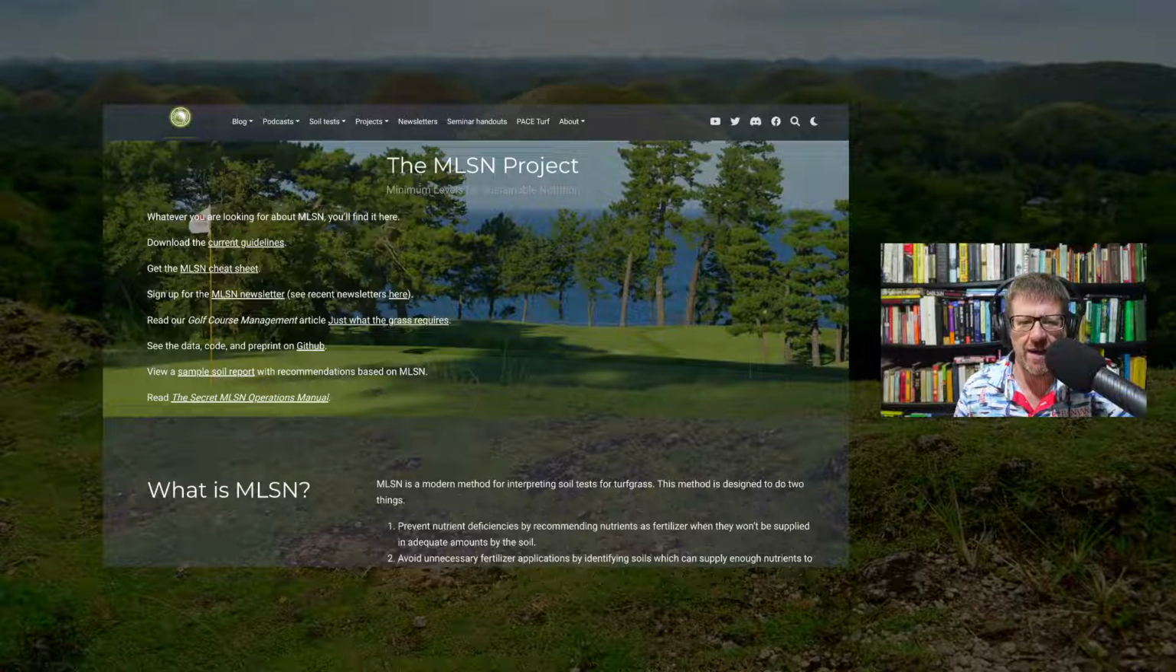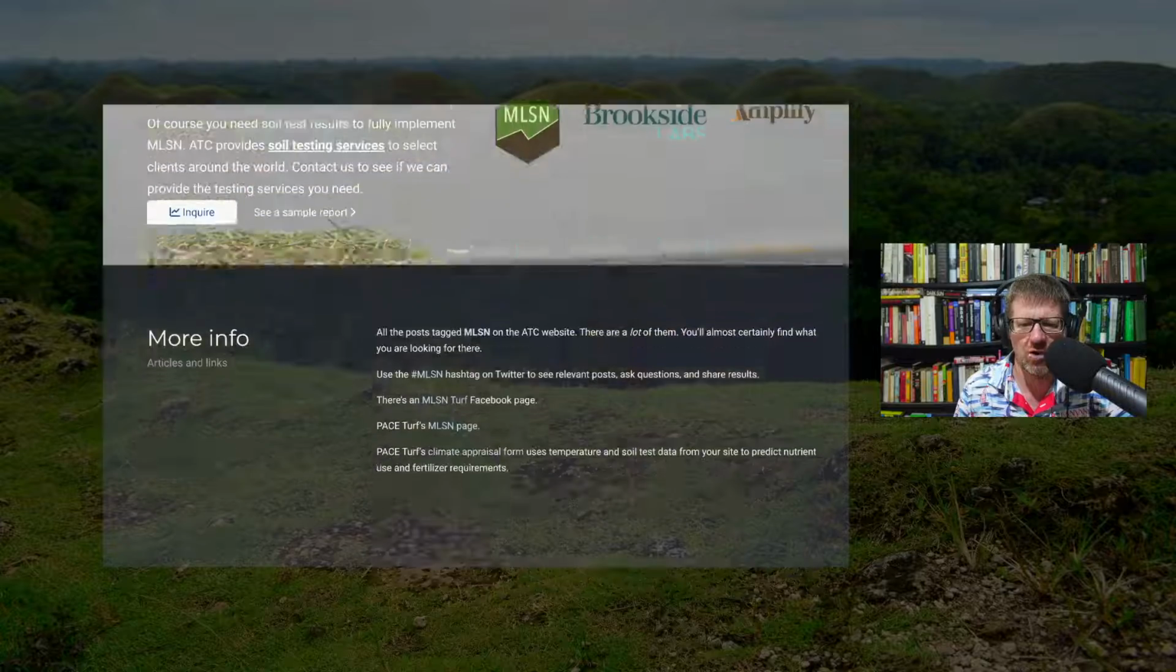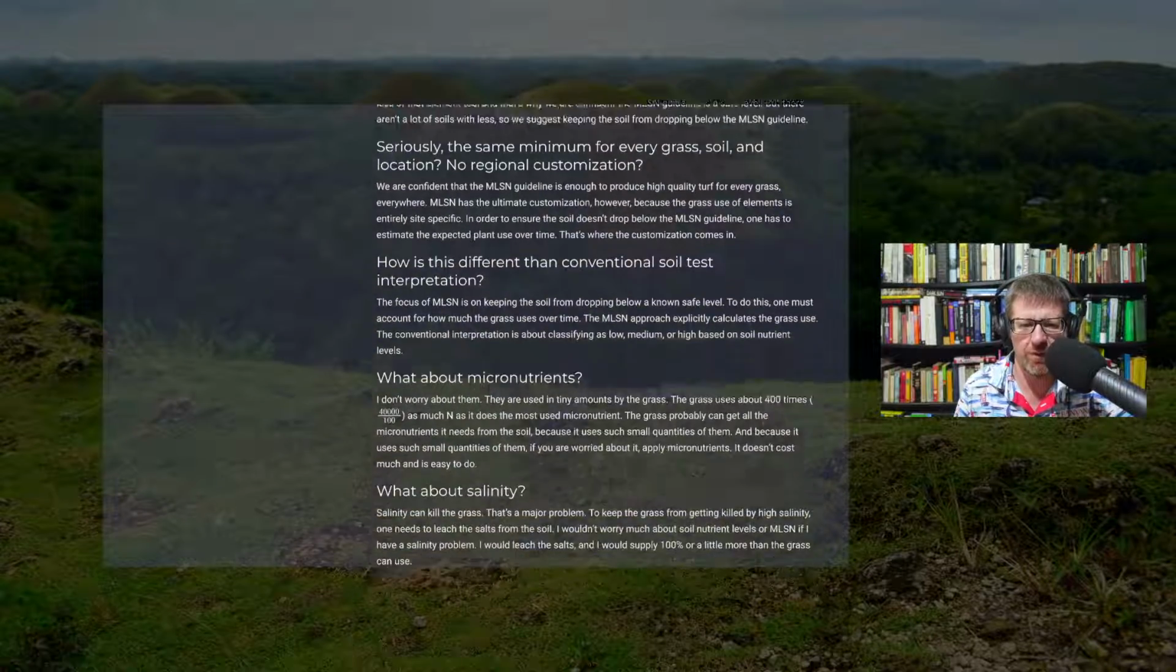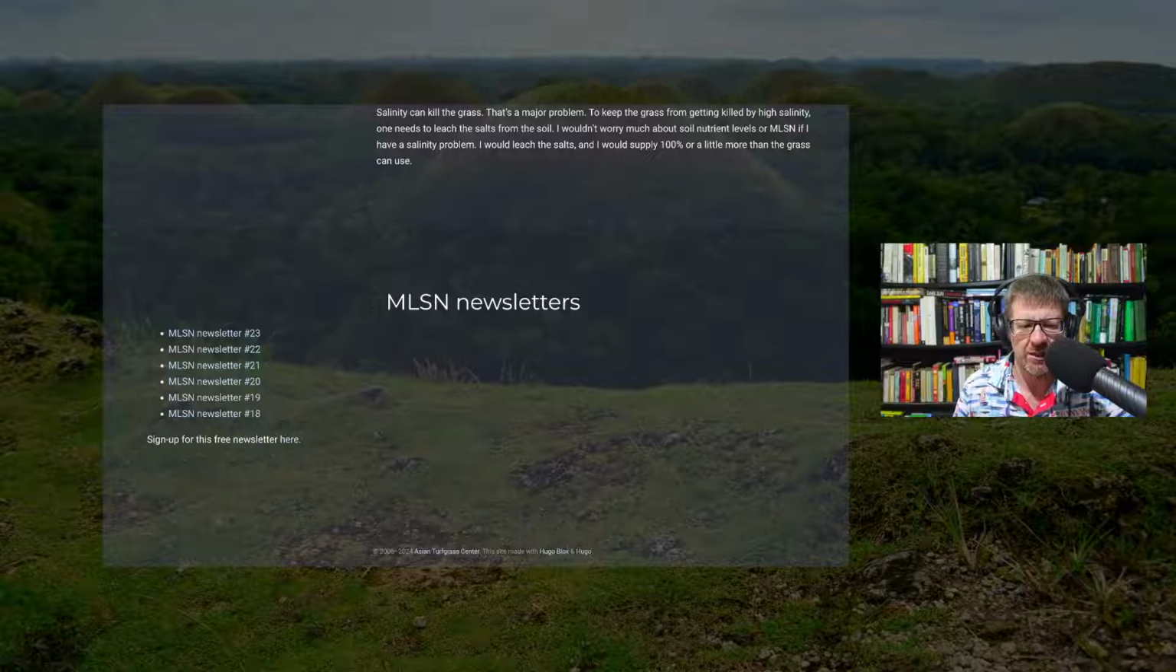If you don't get that newsletter, you can sign up for the next one on the newsletters tab, but you can also go to the MLSN project page on the ATC website. You find that under soil tests, in the submenu, you go to MLSN. If you scroll all the way down to the bottom of this very informative page about MLSN, you can find the recent MLSN newsletters. You can find the full text of those. You can download them and read them. MLSN newsletter number 23 is the recent one that I've posted on the website, and you can download and read it now if you did not receive it already by email.